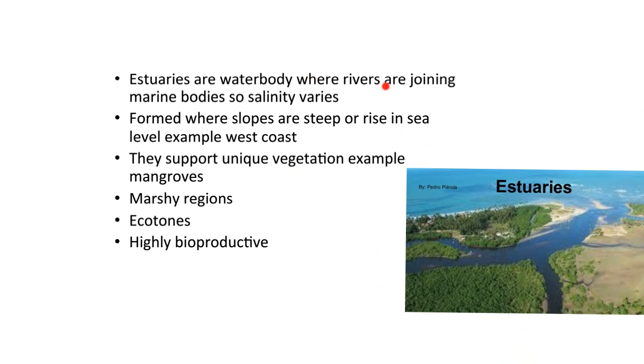So estuaries are water bodies where rivers are joining the marine bodies. Salinity varies, and they are formed when slopes are steep or a rise in sea level happens. Example, the west coast, which I have discussed. The western blocks have been subducted, so the slopes are steep. So there you will have estuaries. These are the marshy regions, ecotones, and highly bioproductive regions. Now we will see the deltas.